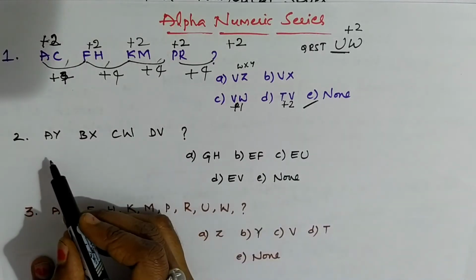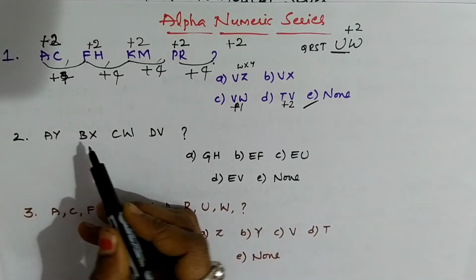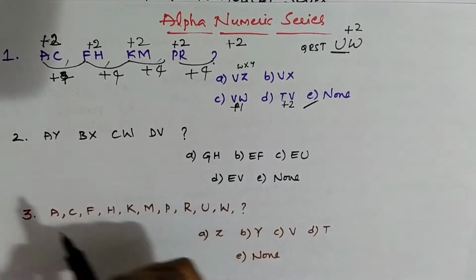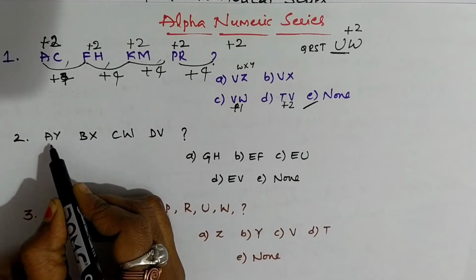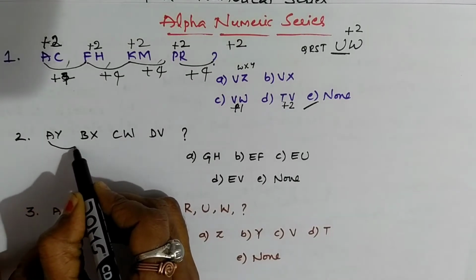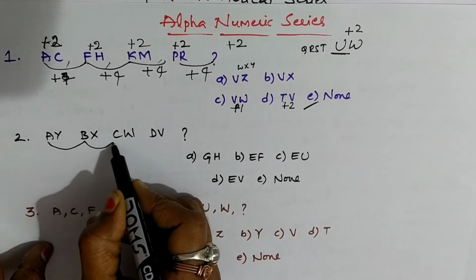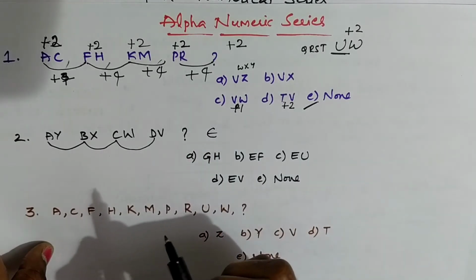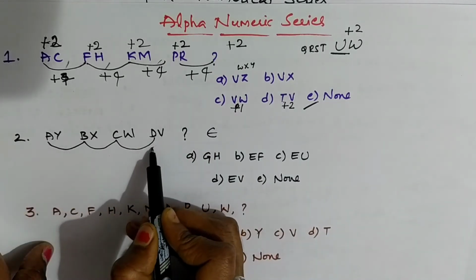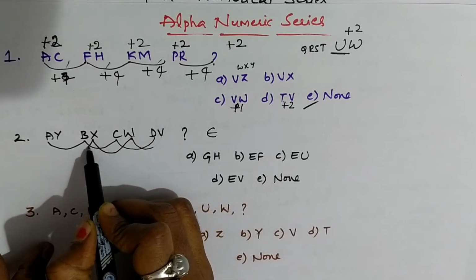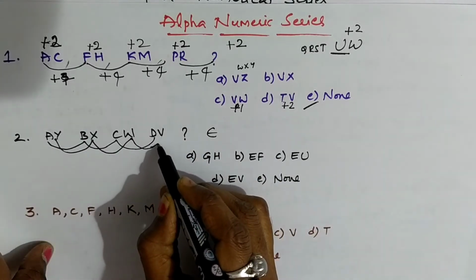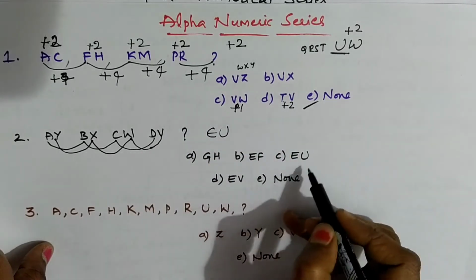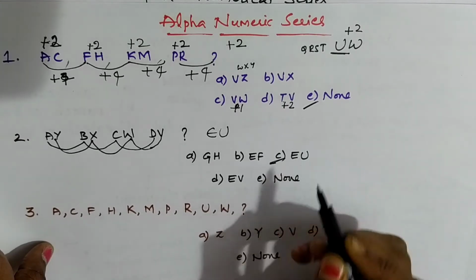Coming to the next question. AY, BX, CW, DV. What will be the question mark? Here A and Y. A, B, C, D, next letter will be E. Here V, W, X, Y. So before V, what is that? U. U is the right answer.